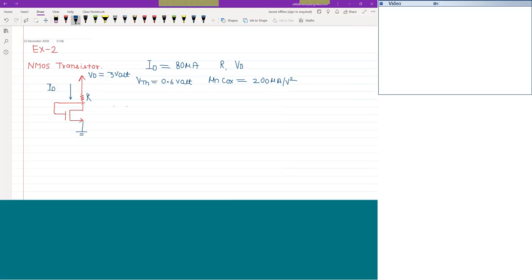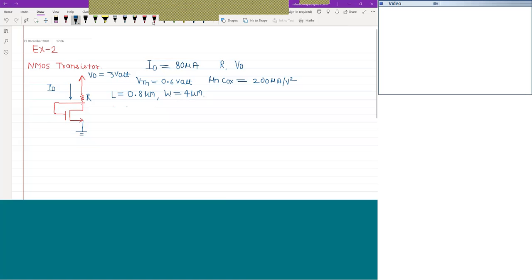And what else is given? L is equivalent to 0.8 micrometer, and width is given as 4 micrometer. Okay, so this is our question, and let's see how we can analyze this circuit.